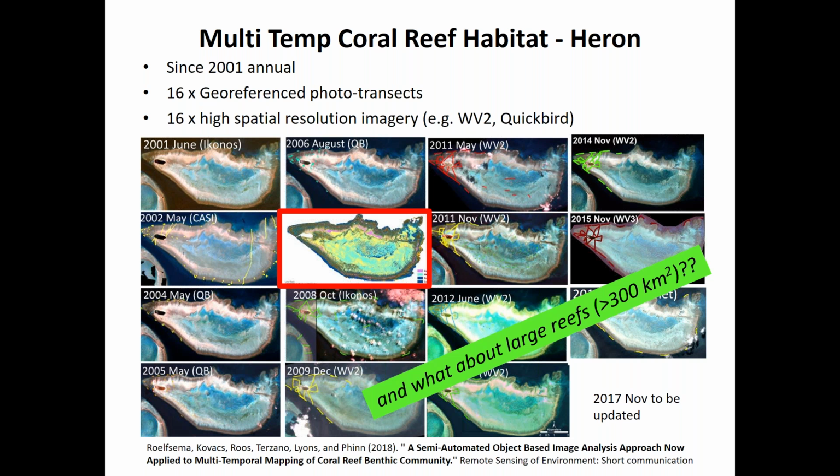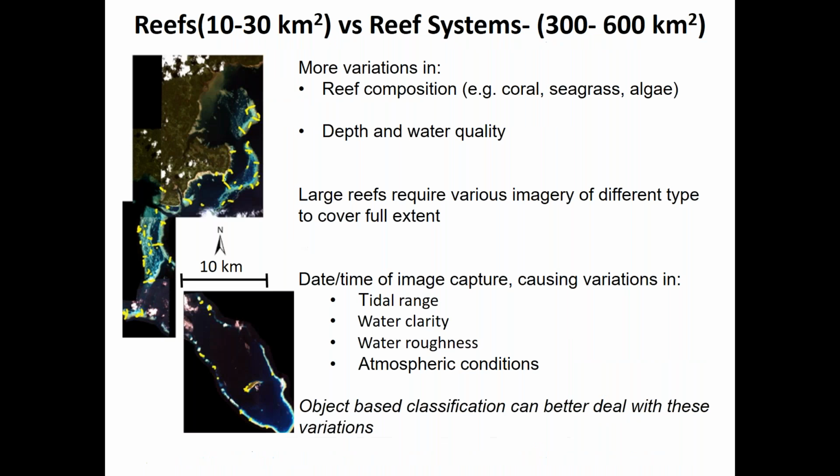So like some of the viewers already noticed and asked, as you see from the green box, the next step is: how about large reefs? If you look at large reefs, the challenge is that, and here you see an example of 300 square kilometers of reef in Fiji.